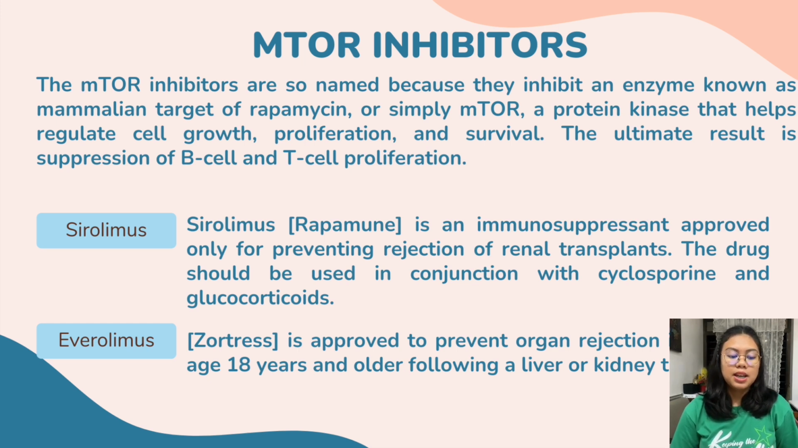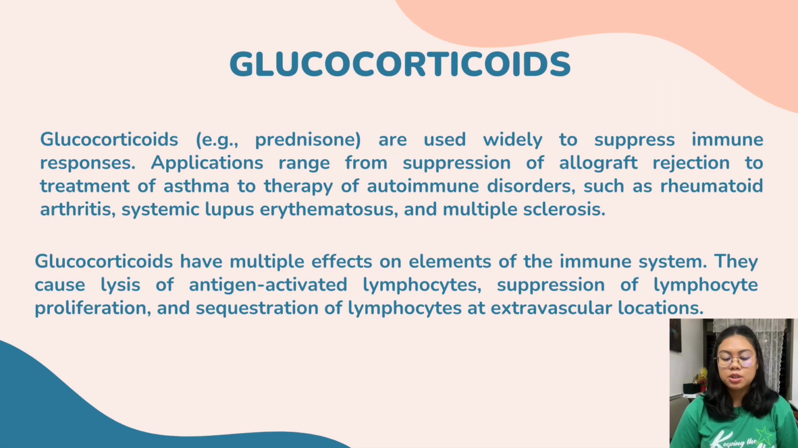Sirolimus is an immunosuppressant approved only for preventing rejection of renal transplants. The drug should be used in conjunction with cyclosporine and glucocorticoids. Everolimus is approved to prevent organ rejection in patients ages 18 years and older following a liver or kidney transplant. Glucocorticoids are used widely to suppress immune responses.